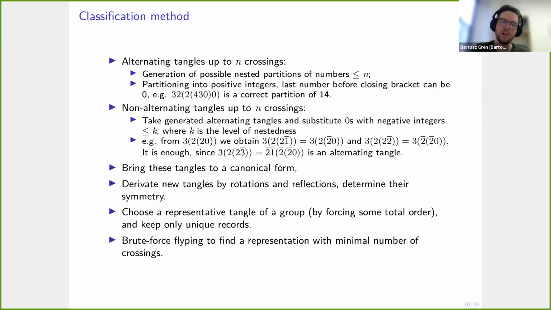And it's enough to match the number of these negative crossings to the level of nestedness. Because after some number of these negative crossings, we can transform our tangle into an alternating tangle, but with a different sign. And alternating tangles we already generated in the previous part of the algorithm. Then we bring these tangles into a canonical form.